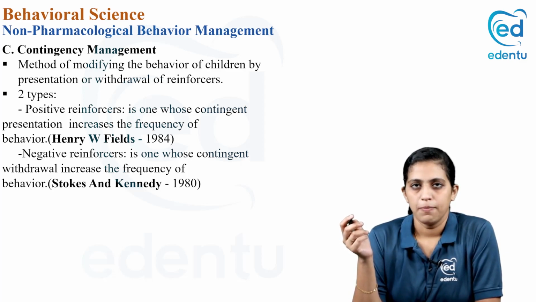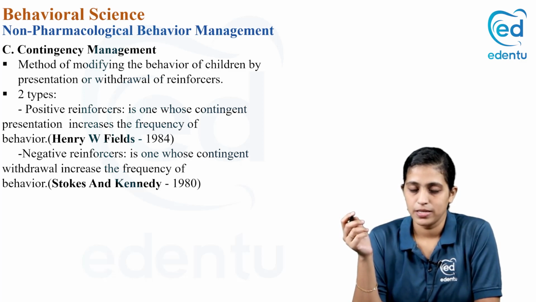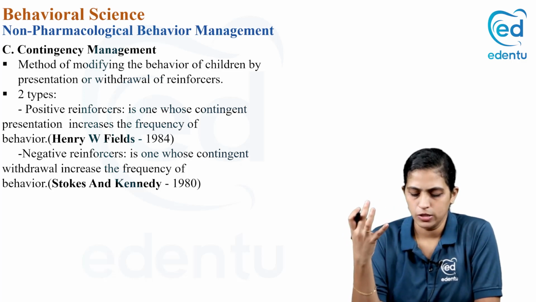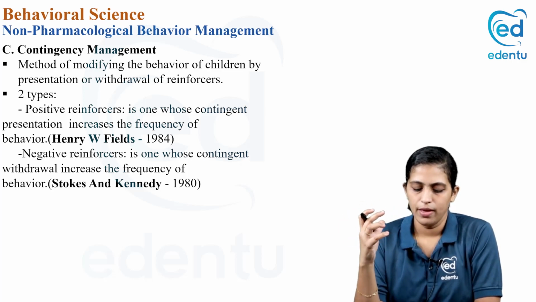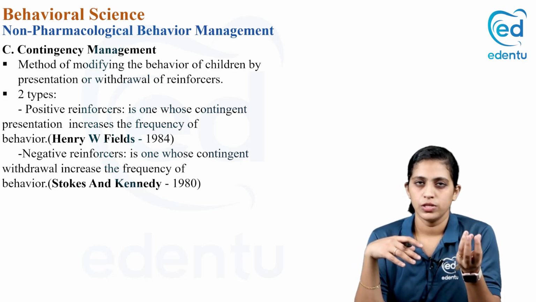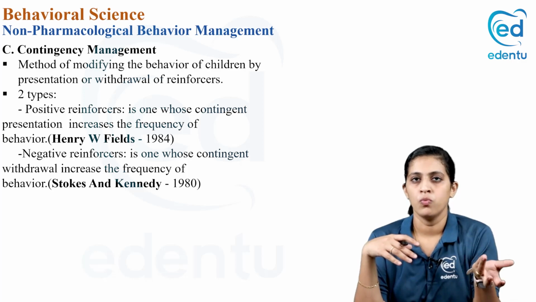This is the next type of behavior shaping. This is a method of modifying the behavior of children by presentation or withdrawal of reinforcers. So basically, we are trying to modify the behavior by either giving something or reinforcing something, by presenting something to them, or withdrawing something from them.